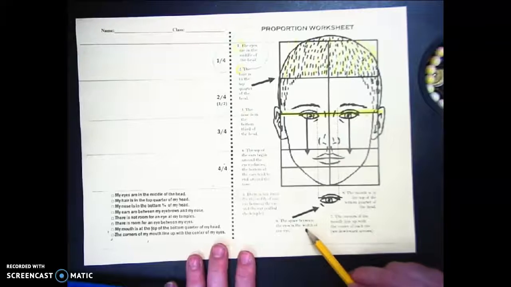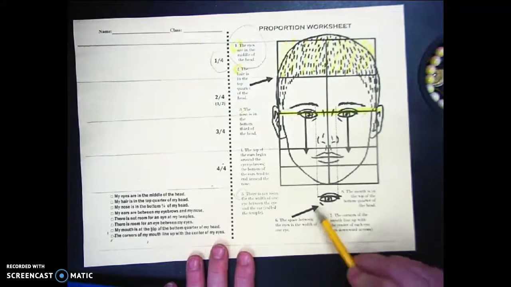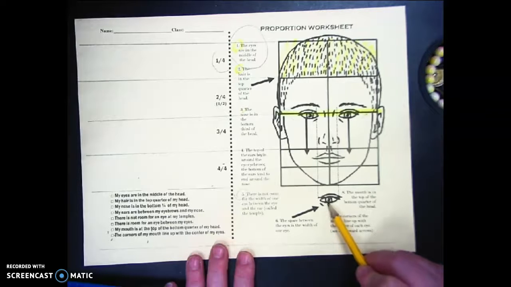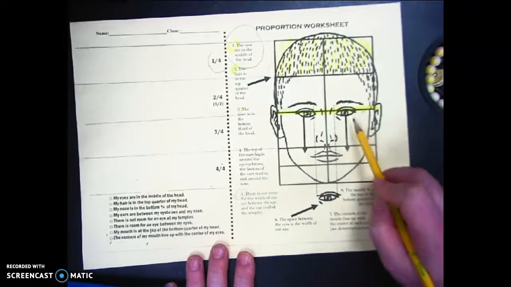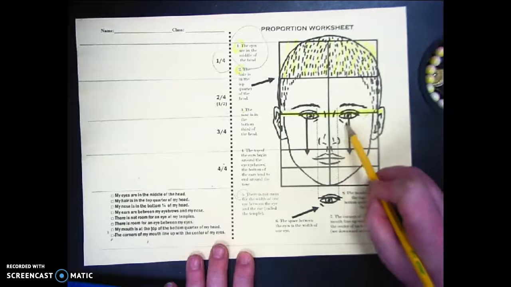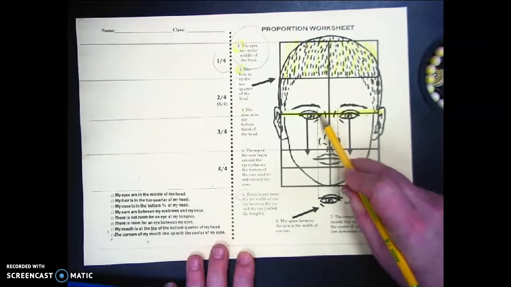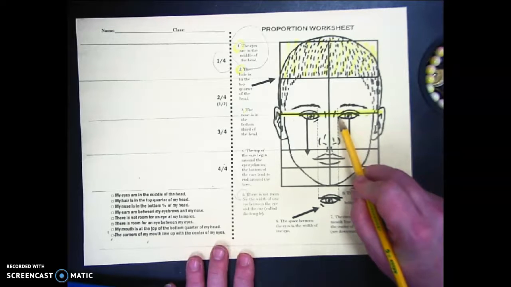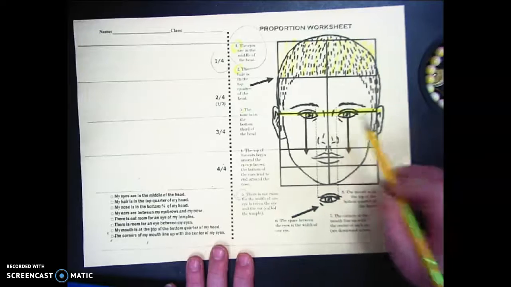Now next, the space between the eyes is exactly the width of one eye. This little eye down here illustrates that point. So this eye is a reproduction of one of these eyes, and as you can see, the space in between the 2 eyes is exactly the width of one eye. If you want to know how to check your work, you simply measure one eye, then you measure the space between your two eyes.